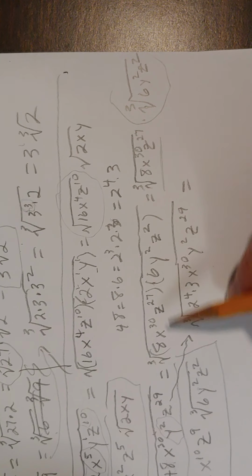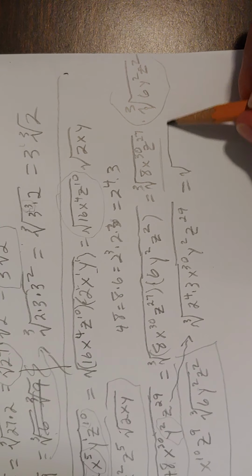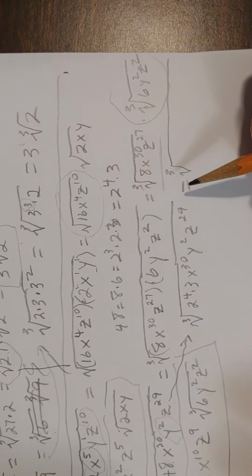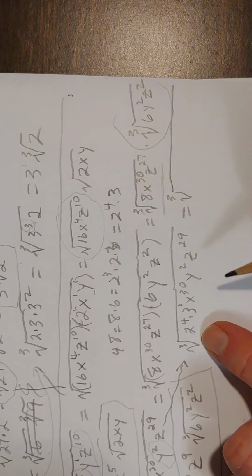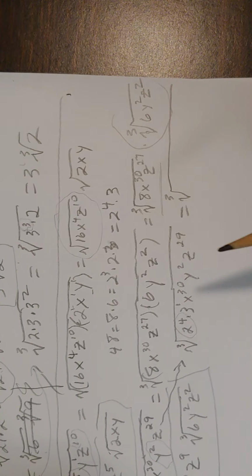Now, just like we did before, I'll factor this into two factors, one being a perfect cube. So we'll write this as a big cube root here. I want the largest perfect cube that divides 2 to the 4th.